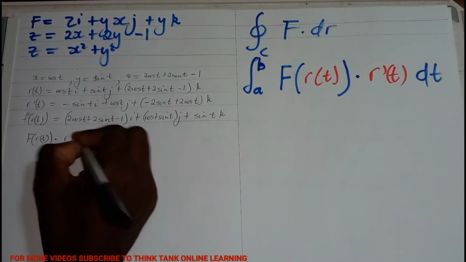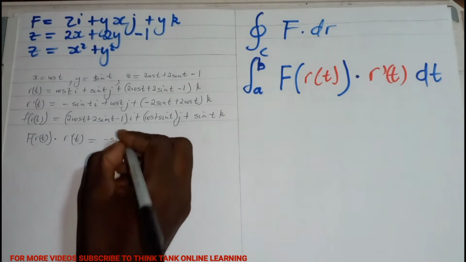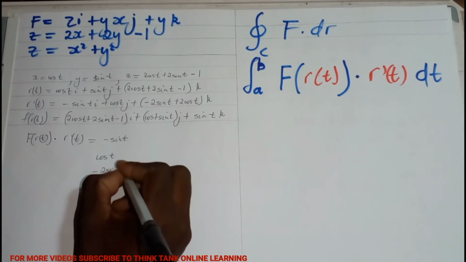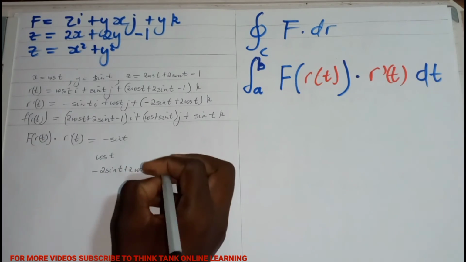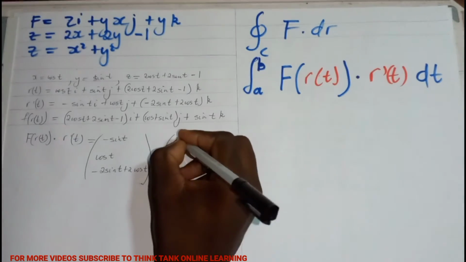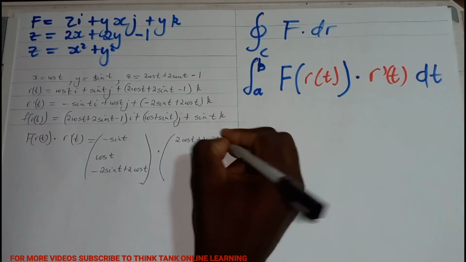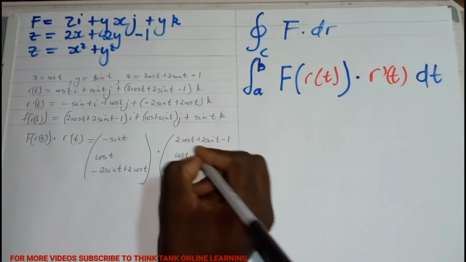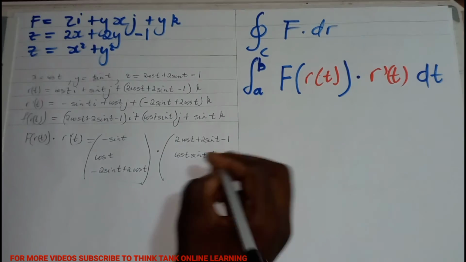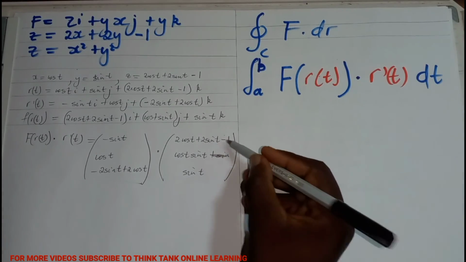Then let us find, I think it's wise, the dot product of f(r(t)) times r prime(t). For r prime(t), I have negative sin t i, cos t j, negative 2 sin t plus 2 cos t k. And f is (2 cos t plus 2 sin t minus 1) i, cos t sin t j, and sin t k.